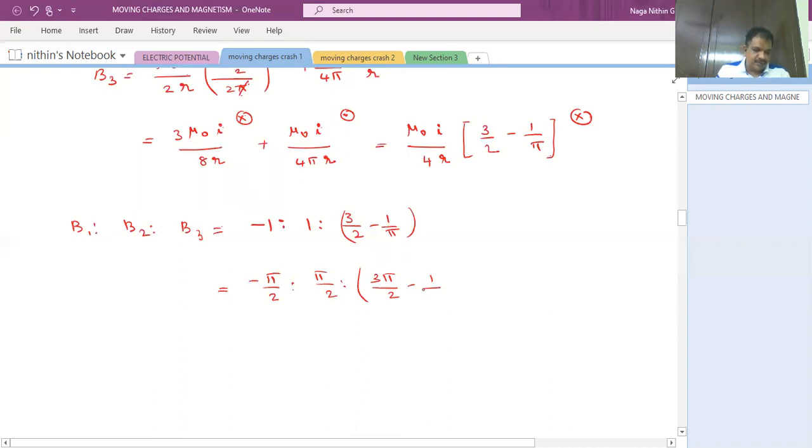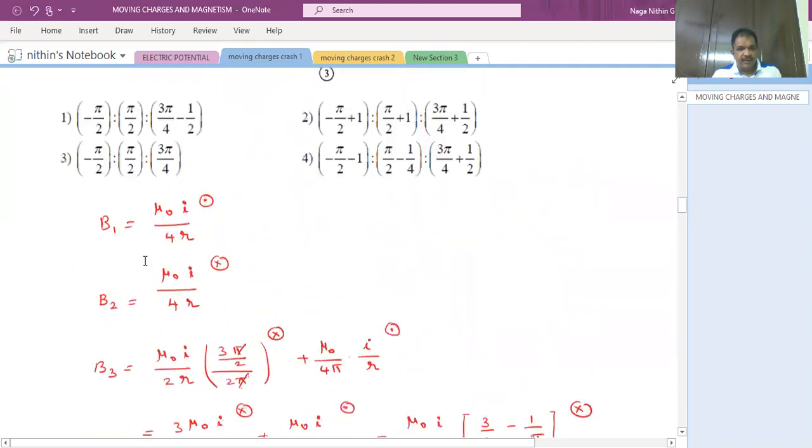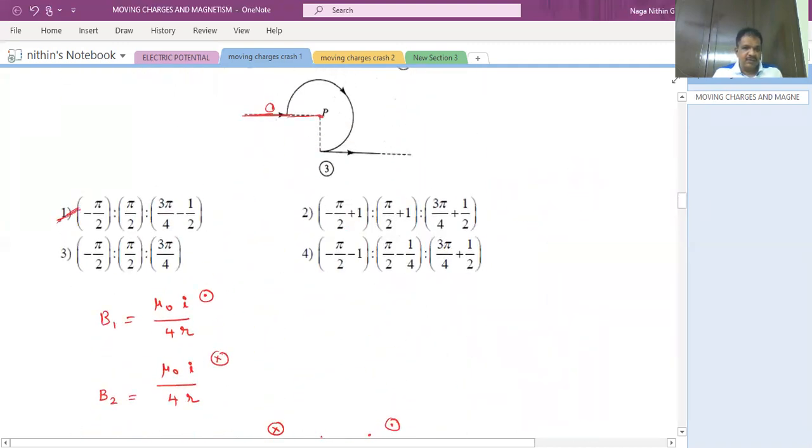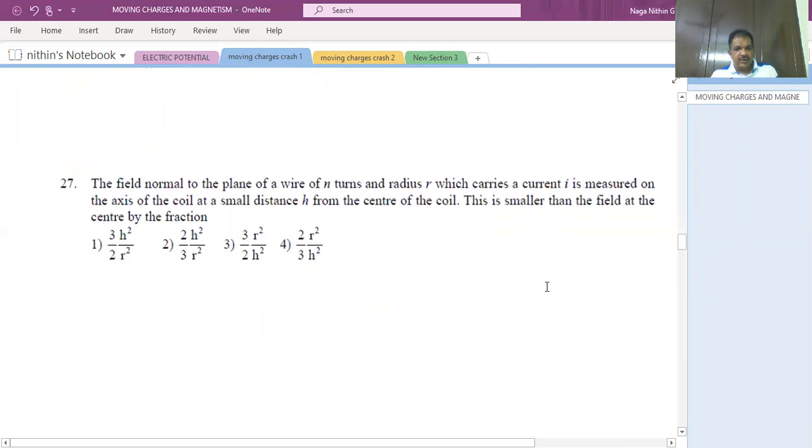minus 3 pi by 4. This is pi by 2. Now we are multiplying. So 3 pi by 4 minus pi by 2 means here 1 by 2. So this is the ratio. Minus pi by 2 is to pi by 2 is to 3 pi by 4 minus 1 by 2. This is the answer for it. Okay. Next. See the next question. What are they asking?